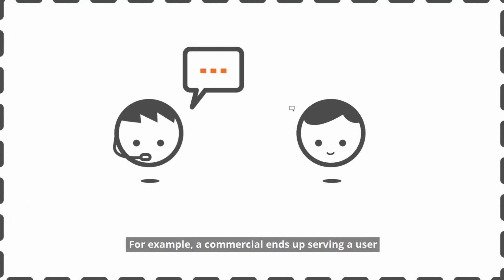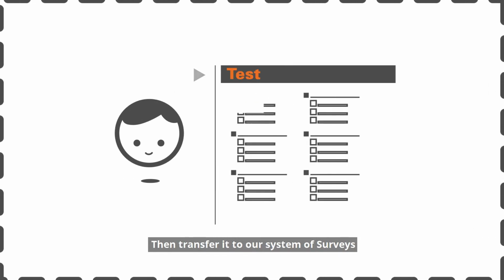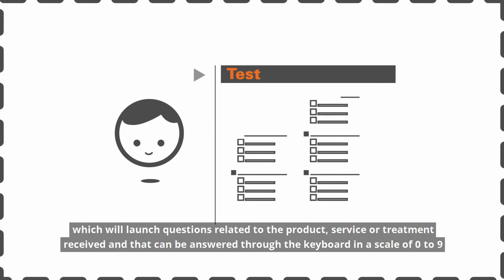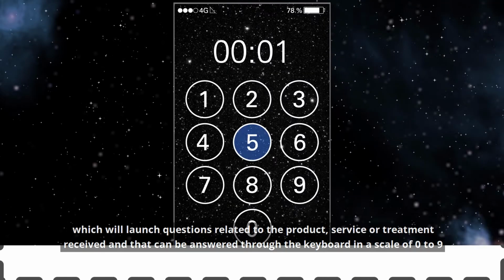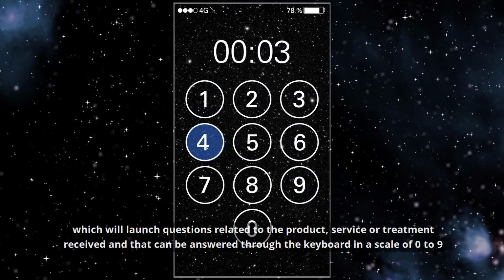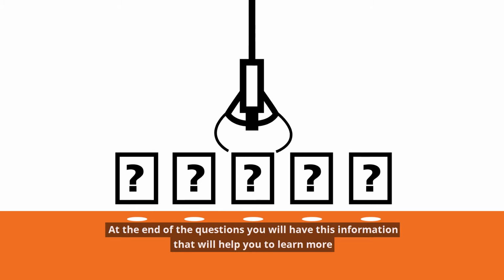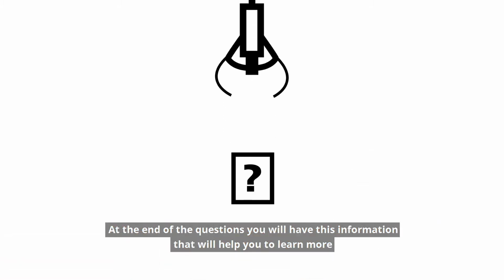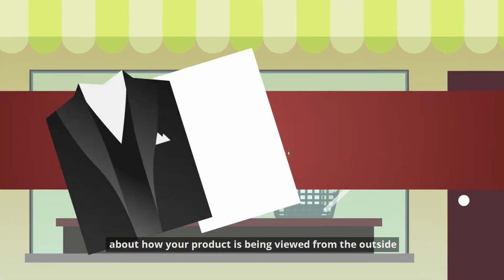For example, a commercial ends up serving a user, then transfers it to our system of surveys, which will launch questions related to the product, service, or treatment received, and that can be answered through the keyboard in a scale of 0 to 9. At the end of the questions, you will have this information that will help you to learn more about how your product is being viewed from the outside.